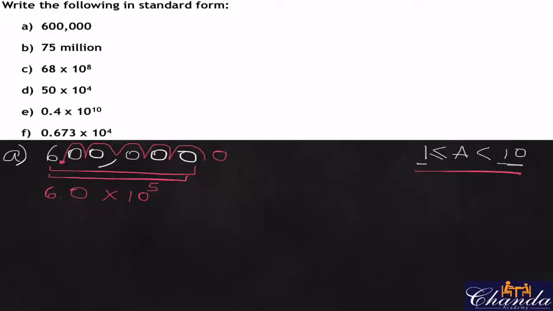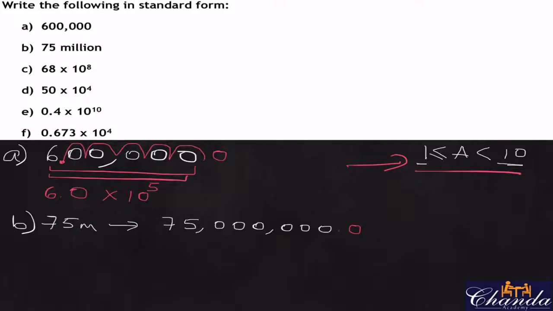Okay, now let's apply our knowledge to part B. Now part B is 75 million, which is written as 75 and 6 zeros. Okay, so once again, let's write this out as a decimal. Now remember, in order for us to get this number down to this range here, we would have to get the decimal between the 7 and the 5, because that will turn it into a 7.5.